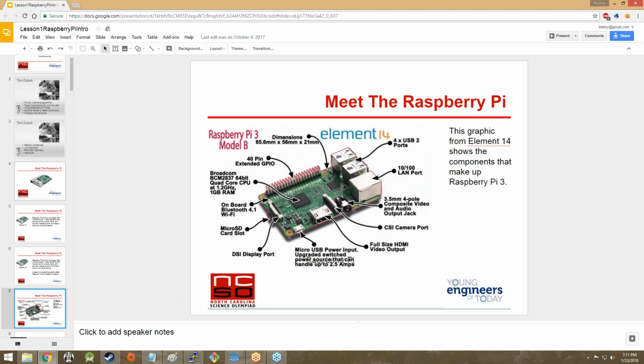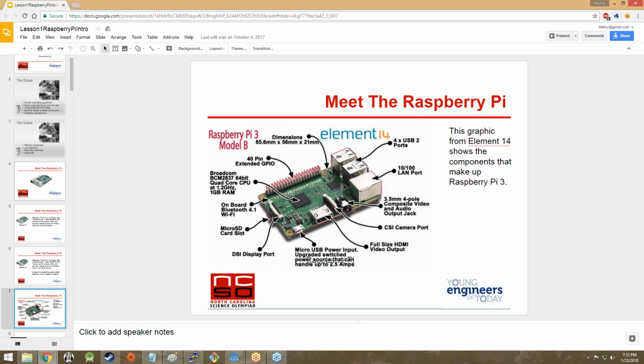Here are pretty much all the components that make up the Raspberry Pi 3. The Raspberry Pi 3 has 4 USB ports. It has 1 Ethernet port. It has a composite video and audio output jack, so a 3.5 millimeter like headphone jack. It has a camera port, so you can plug a camera into it. It has an HDMI video output, so you can hook up a monitor or something using HDMI.